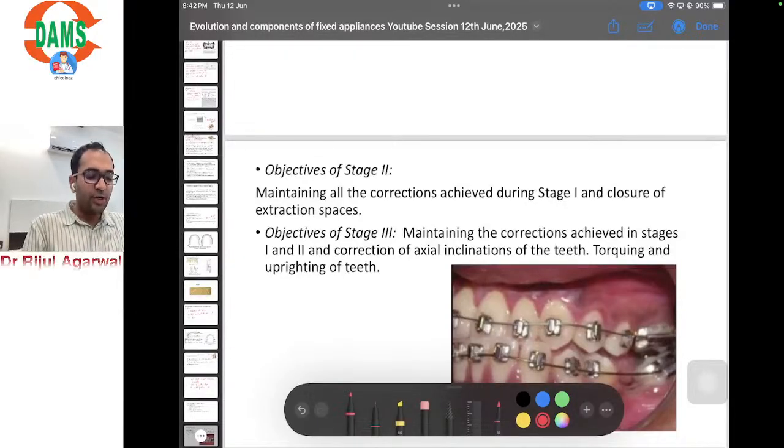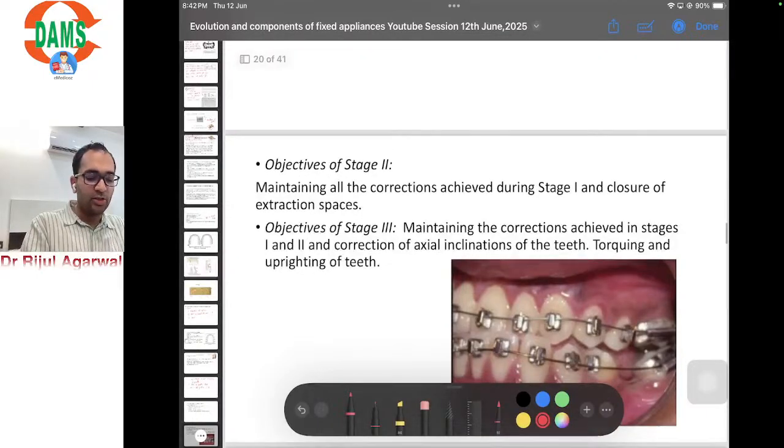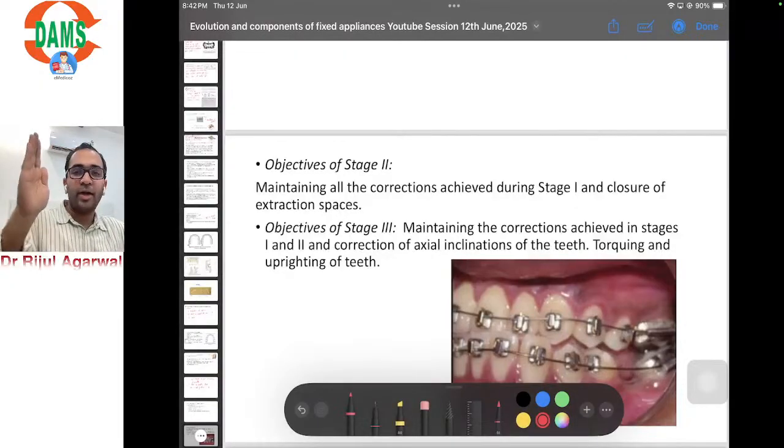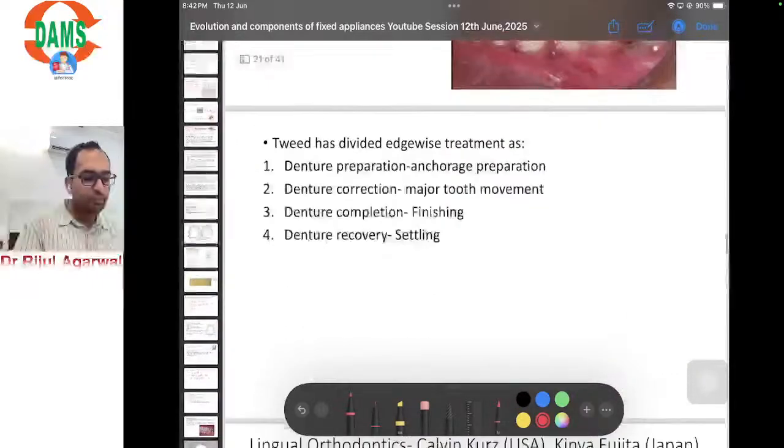Okay, so as I was telling, the objective of stage 2 in Beck's treatment is maintaining the objectives achieved in stage 1 and closure of the extraction space, if it is an extraction case. And stage 3 is maintaining the correct objectives achieved in stages 1 and 2 and correcting the root position. As I was telling, in Beck's technique there is tipping and uprighting. So torquing and uprighting of teeth is done in stage 3.